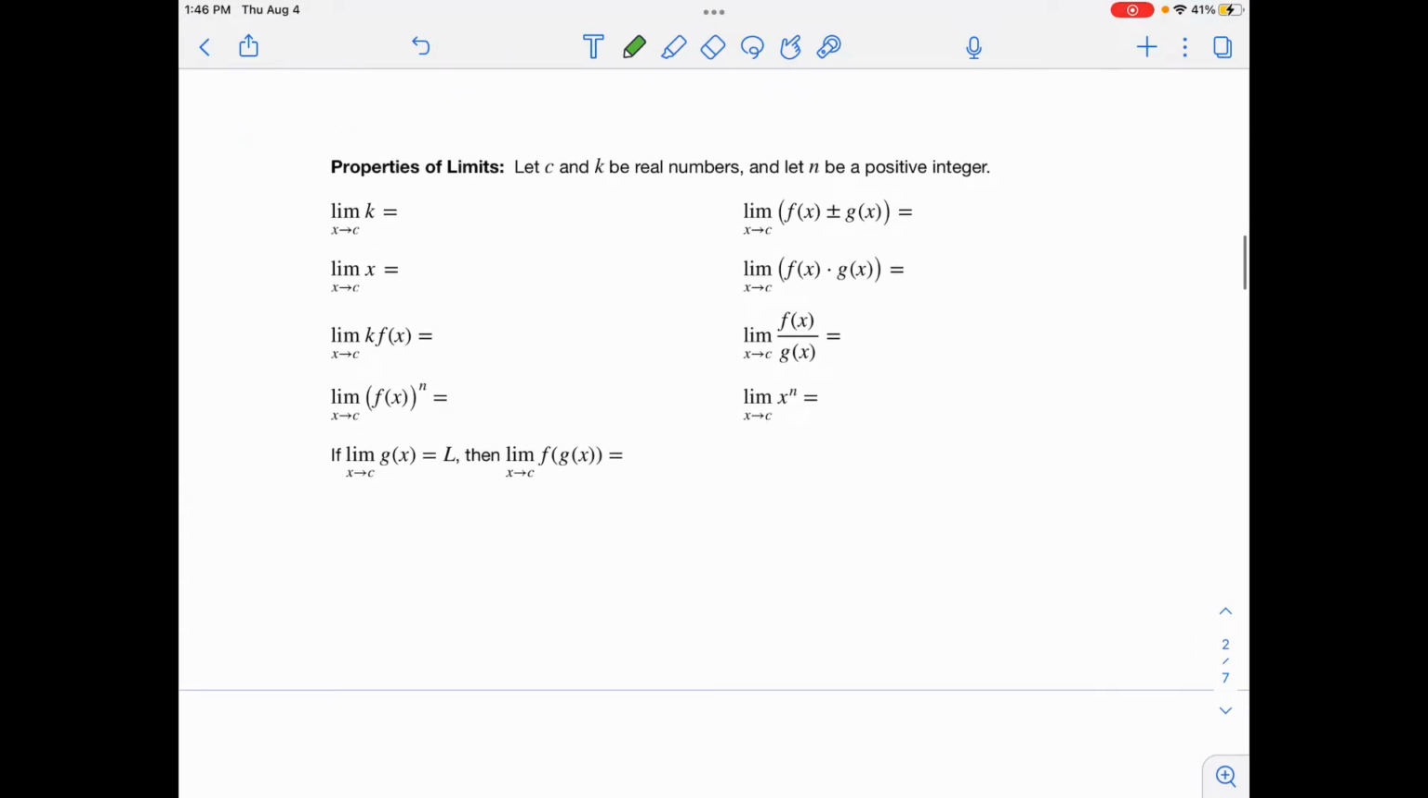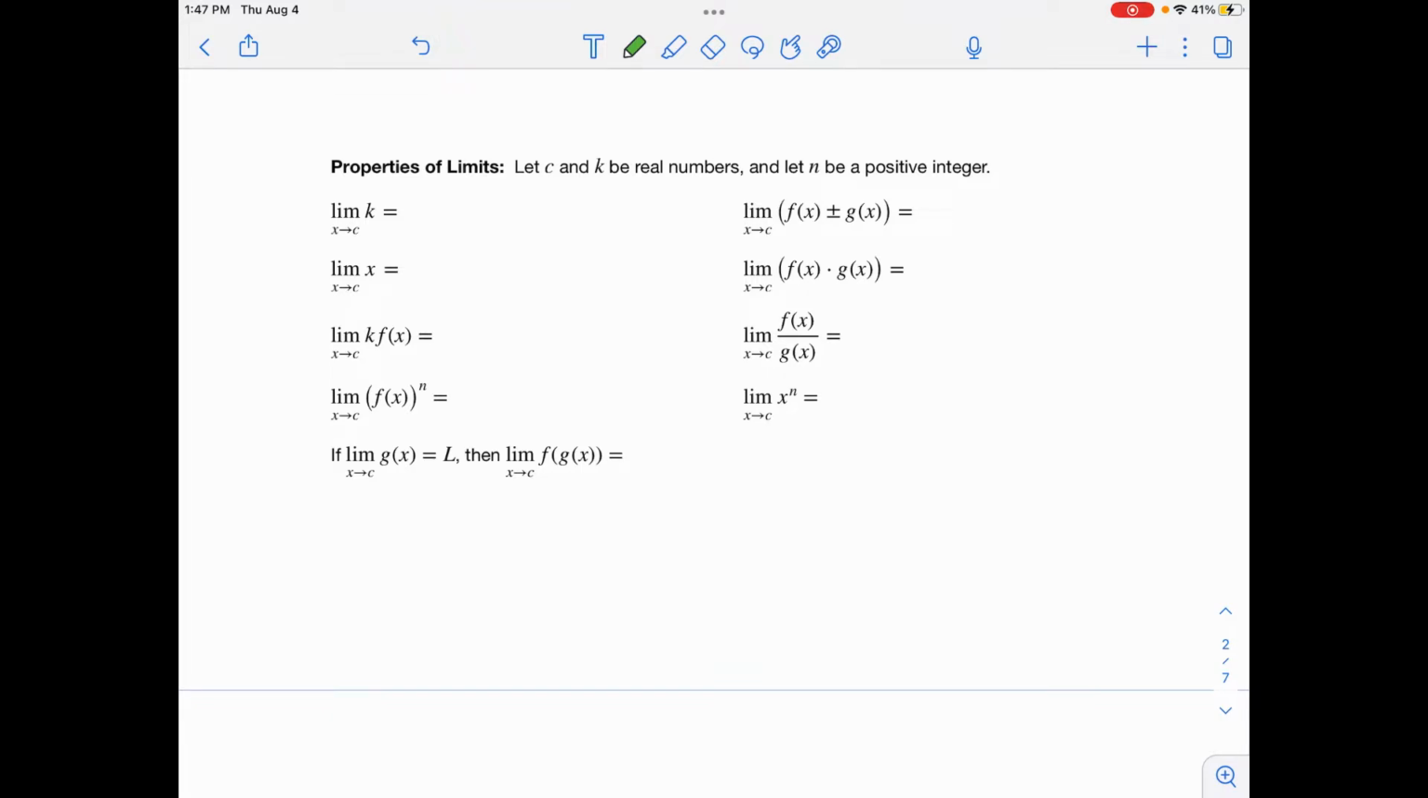Now that we know how to look at a limit graphically and figure it out, we're going to start learning some algebraic notation for limits. Now, before we can do that, we've got to do some notation. So first thing you want to look at is, for this following section, c and k are just some real number, and n is a positive integer.